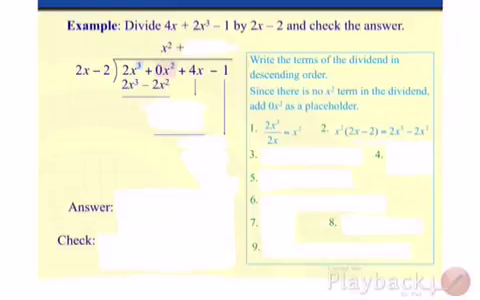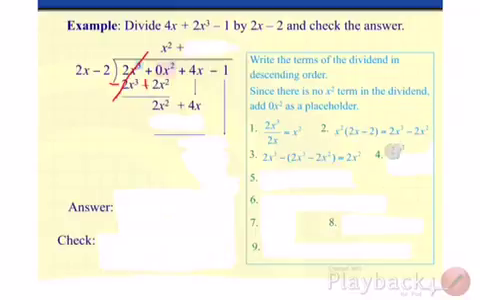Okay, the next step is to subtract. So I'm going to subtract 2x cubed minus 2x squared, and I end up with just my 2x squared, because when I minus these, this becomes minus and these cancel, and this becomes a plus, so I end up with positive 2x squared. Next step is to bring down my 4x, so I'm going to have something that looks like 2x squared plus 4x.